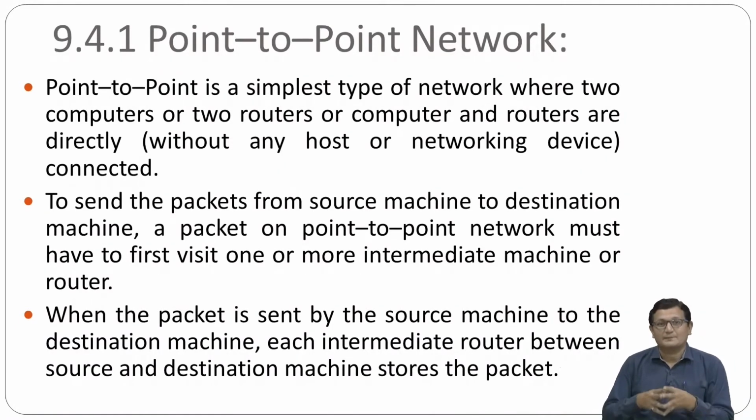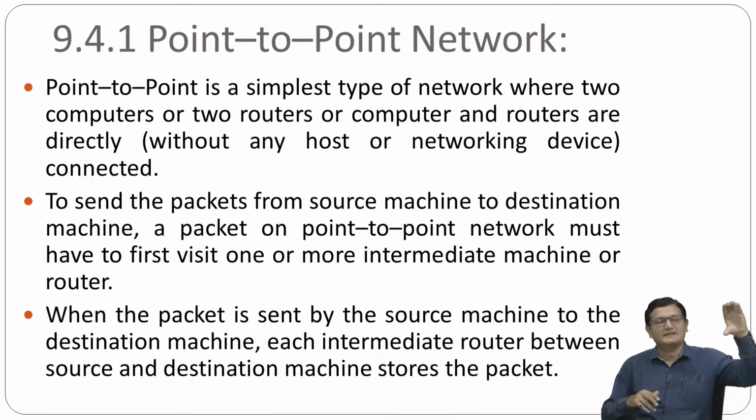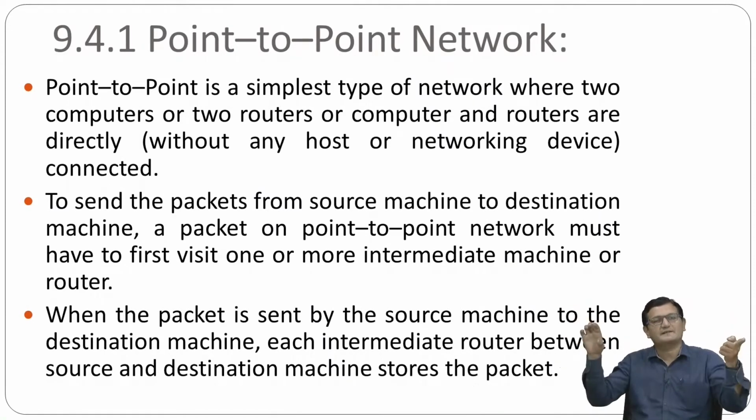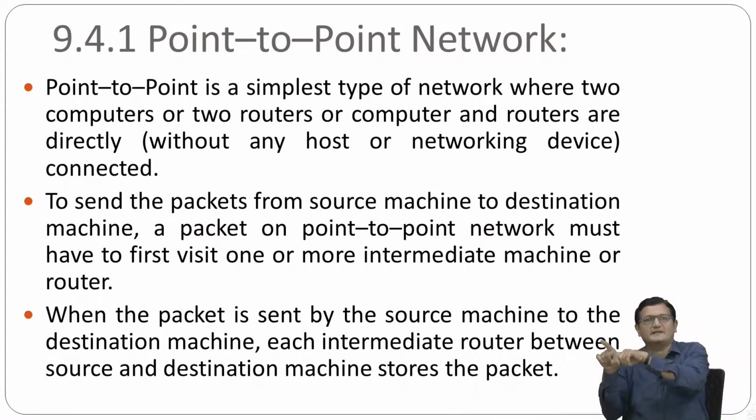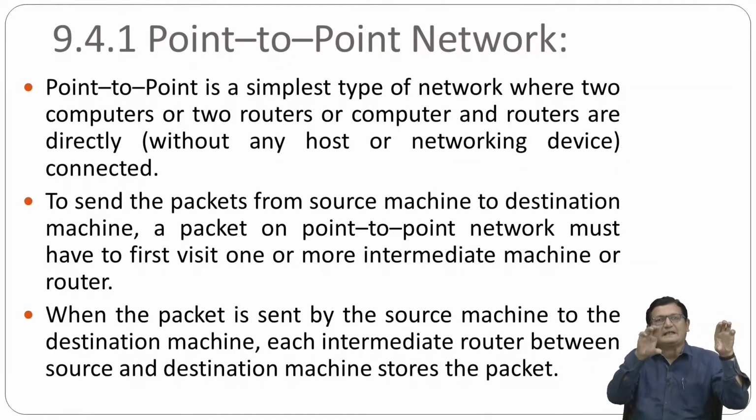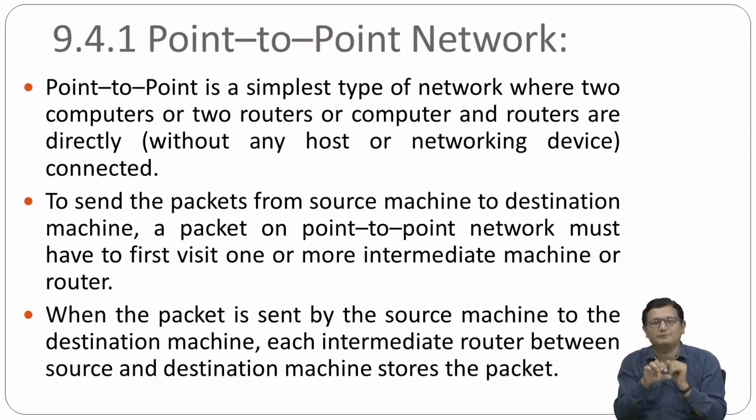To send packets from a source machine to a destination machine, a packet on a point to point network may have to first visit one or more intermediate machines or routers. So, if you have a first machine, then a second machine and a third machine, and you are transferring data from the first machine to the third machine, obviously all that data will pass through machine number 2, right. So, here there is a point to point link between machine number 1 and machine number 2, as well as a point to point link between machine number 2 and machine number 3, right. So, this type of network is known as a point to point network.